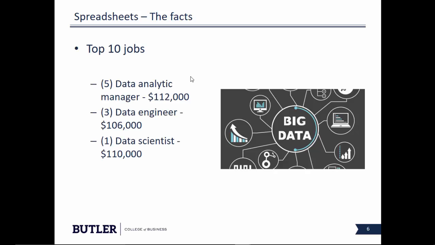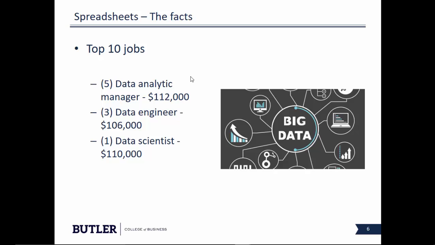Big data, let's look at the top 10 jobs of 2017. So, top 10 jobs of 2017. Job number 5 out of the top 10, data analytic manager, 112,000. Job number 3, data engineer, 106,000 average. Job number 1, data scientist, $110,000.